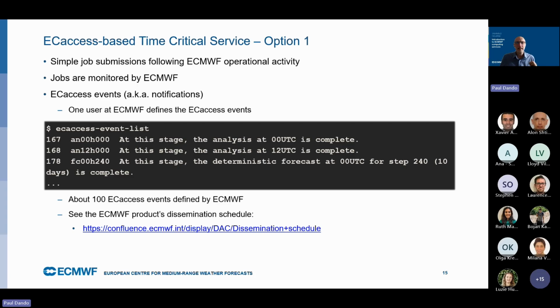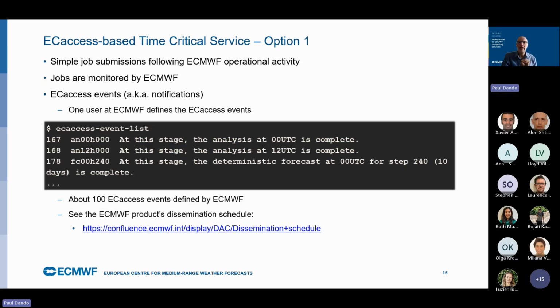So if you want to get data from Mars, you could typically have a job which runs under cron and just sits there waiting, trying Mars to see if it gets the data. And at some point, the data will be available in Mars and you'll be able to get the data. But what the ECaccess events give you is like an intelligent cron, which actually will not run the jobs until the data are available in Mars.